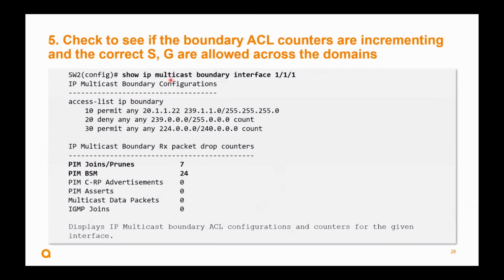And our new command, show ip multicast boundary interface. So I can see my boundary access lists, and in here I can see the packets and the counters, the drops and so on. So I can see that basically the BSR and then the boundary ACLs are going into effect for me.